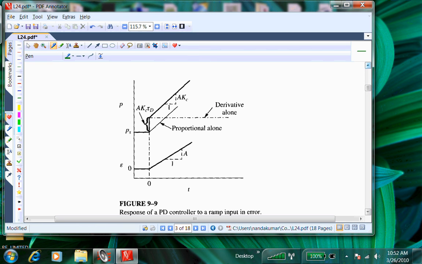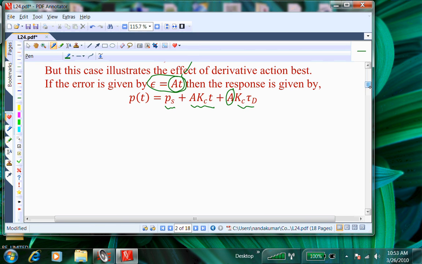So the sketch is given here. So the lower part is the error. So the error is 0 initially, and at time t equal to 0, the error increases linearly. How does the response of the PD controller look like? It immediately, the proportional part immediately increases it by this amount, and if you had only proportional part, the response will be a constant one. Okay? But you have the derivative, in this case the derivative alone, that's the one that gives you the increase. Let's go back to the equation. Okay? So the proportional one gives you a linear increase with time.